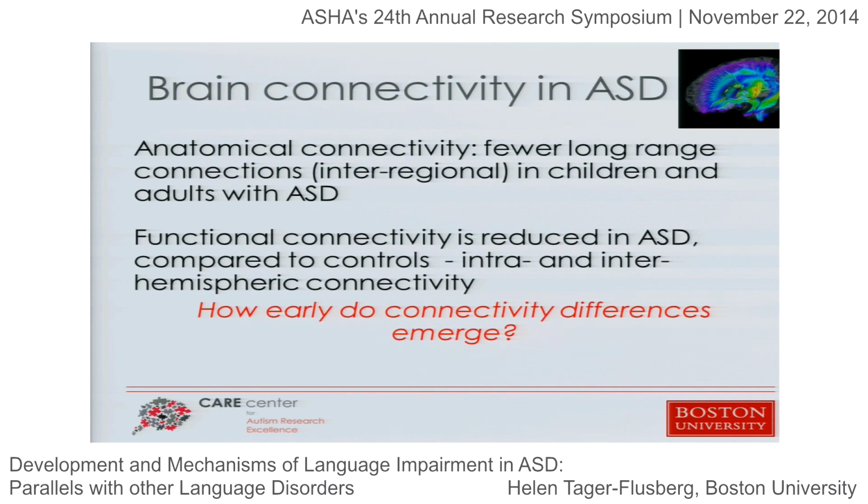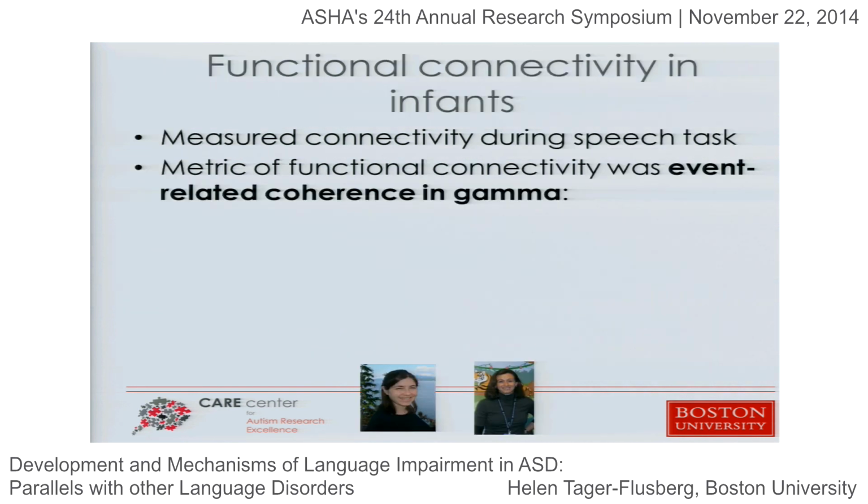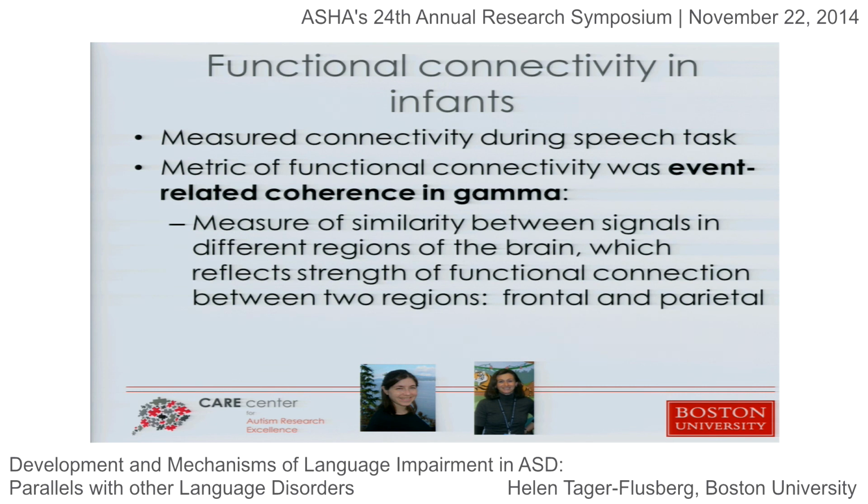So we asked, how early do these connectivity differences emerge? And are they specific to autism outcome infants? This was work done by two postdocs, Adrian Tierney, now a postdoc, and Julia Riggi. They looked at connectivity, and their measure was event-related coherence in gamma between frontal and parietal regions of interest, during the speech task. Basically, they took that window right after the onset of the speech sound, 150 to 300 milliseconds, the same window in which we're seeing the P150, and asked how synchronized or similar the signals are in the different regions of the brain, reflecting the strength of the functional connection.